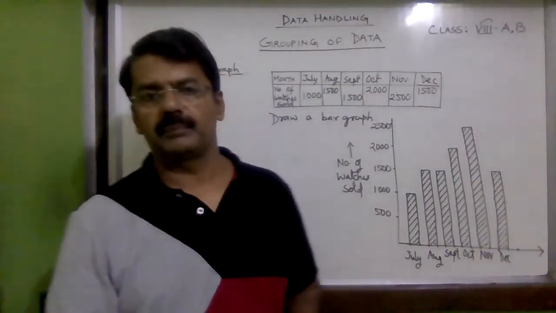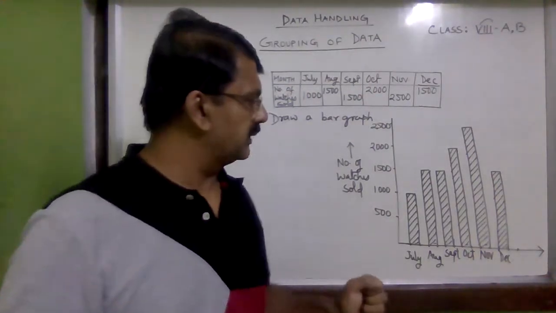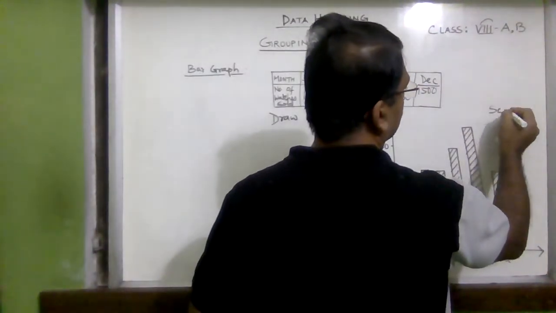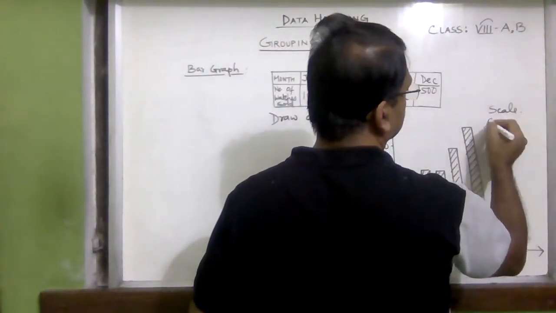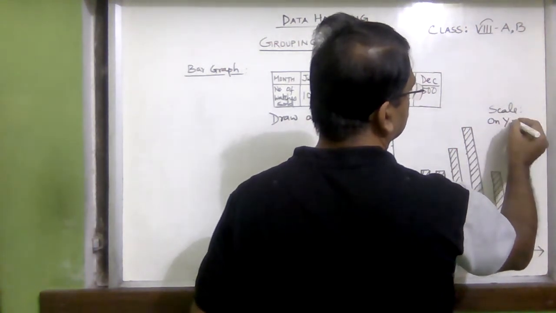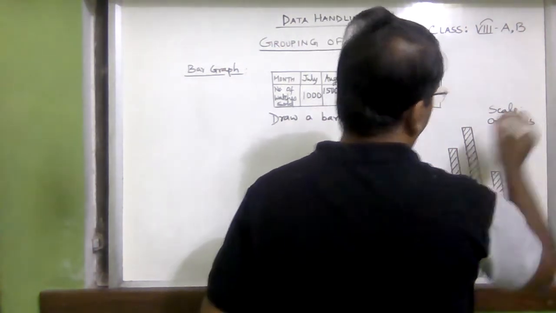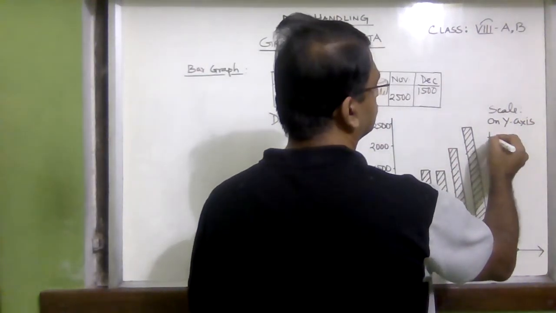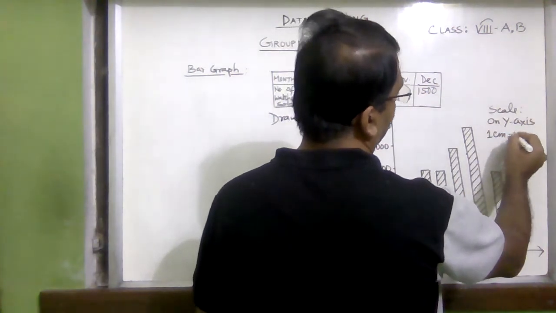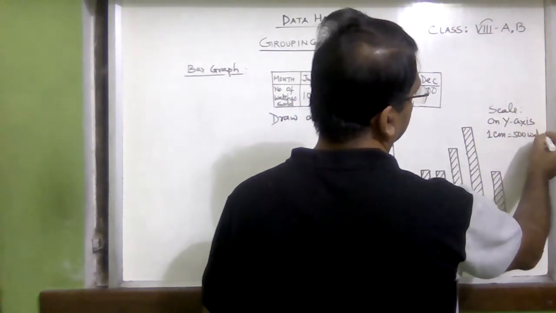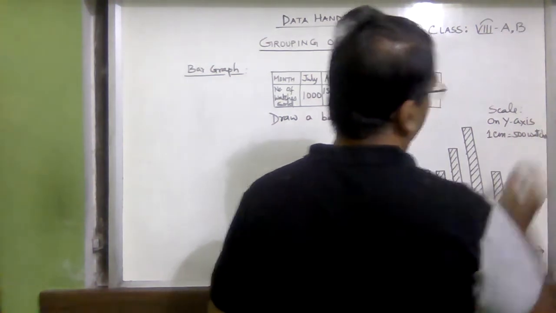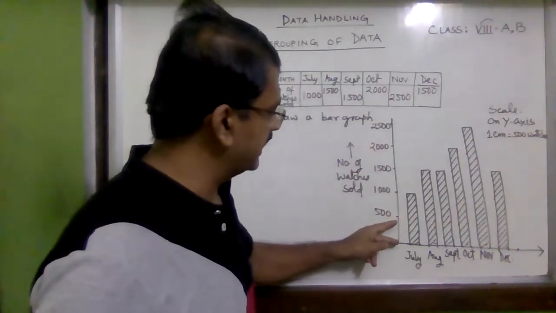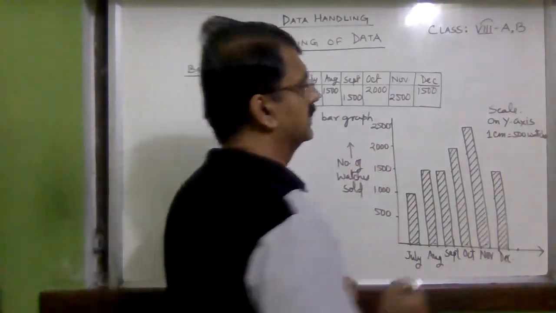So this is our bar graph, but this is not complete yet. You have to write down the scale. On y-axis, 1 centimeter is equal to 500 watches. You can see on y-axis 1 centimeter is equivalent to 500 watches. Clear?